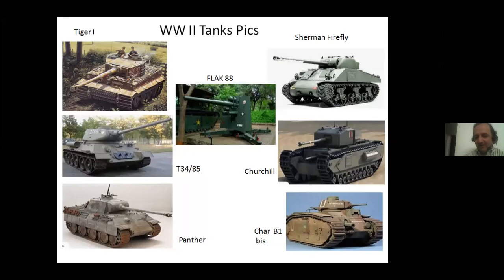If you look at the sloped armor, it is an exact copy of how the Germans came up with the design to deflect enemy shells from hitting and then penetrating it. And then on the right side top, you've got a Sherman Firefly. That's an upgraded version from a short barrel, and the British came up with that version to effectively counter the Germans in the Normandy battles and so on.